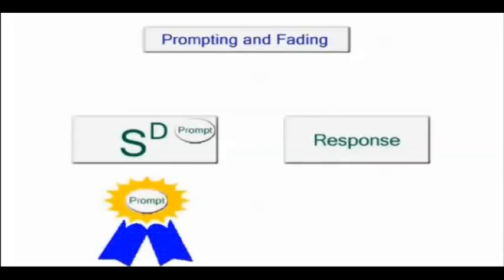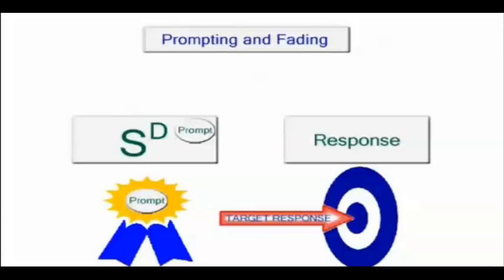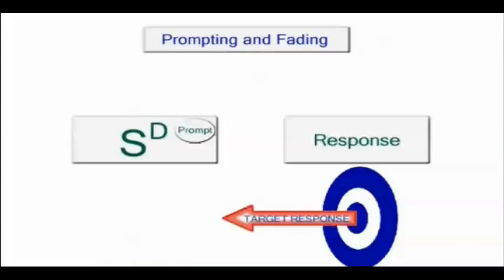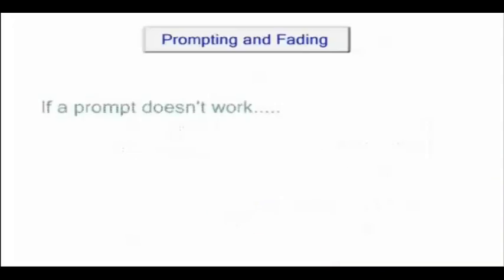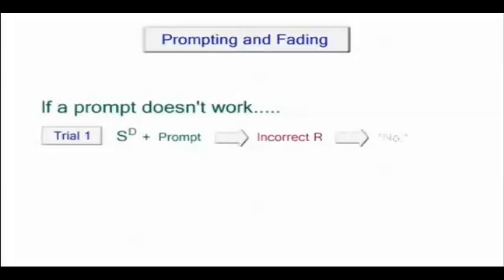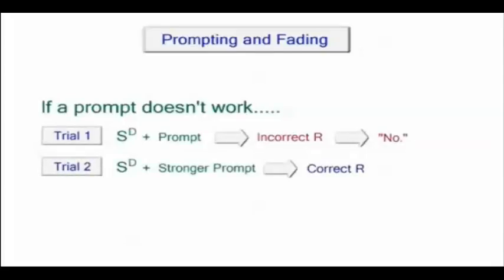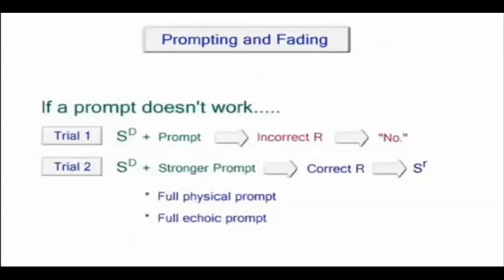In most cases, the prompt used to teach a new skill or correct an error is very effective in evoking a correct response from the child. However, there are times that a prompt may not evoke the target response. So what do you do when you are teaching a new skill or correcting an error using a prompt and it doesn't work? If the prompt that you are using in a particular trial does not evoke the target response from the child, you would end the trial with an informational no, then repeat the SD with a stronger prompt, a prompt that is highly likely to evoke the correct response, such as a full physical prompt for a nonverbal response or a full echoic prompt for a verbal response.